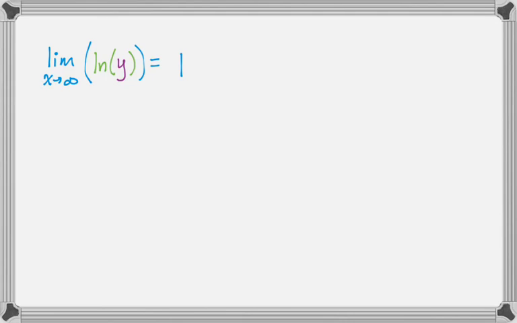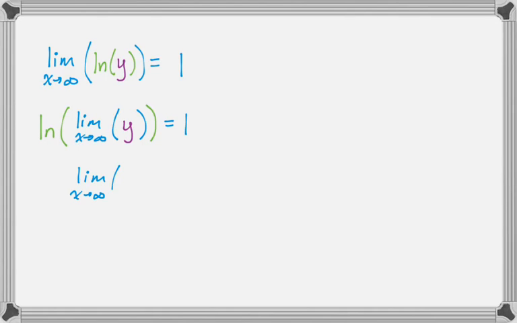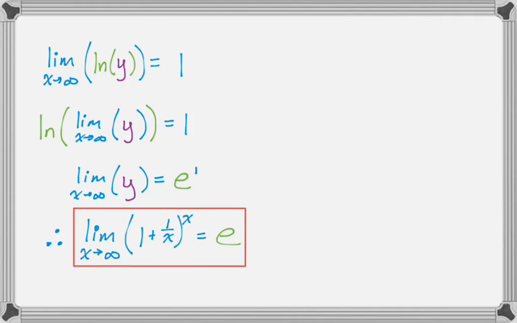A thing that I like to do here is I like to move the limit inside the natural log. I feel like it's just a little clearer what we're doing. You can do that because natural log is a continuous function, so you can move the limit in or take it out. I moved it in, obviously. And now I'm going to exponentiate, right? If the natural log of something is equal to 1, that means that e to the 1 is equal to that something. So the limit as x approaches infinity of y is equal to e to the first. And then if you remember, y we originally said equal to the quantity 1 plus 1 over x to the x. So we've shown that the limit as x approaches infinity of 1 plus 1 over x to the x is equal to e.